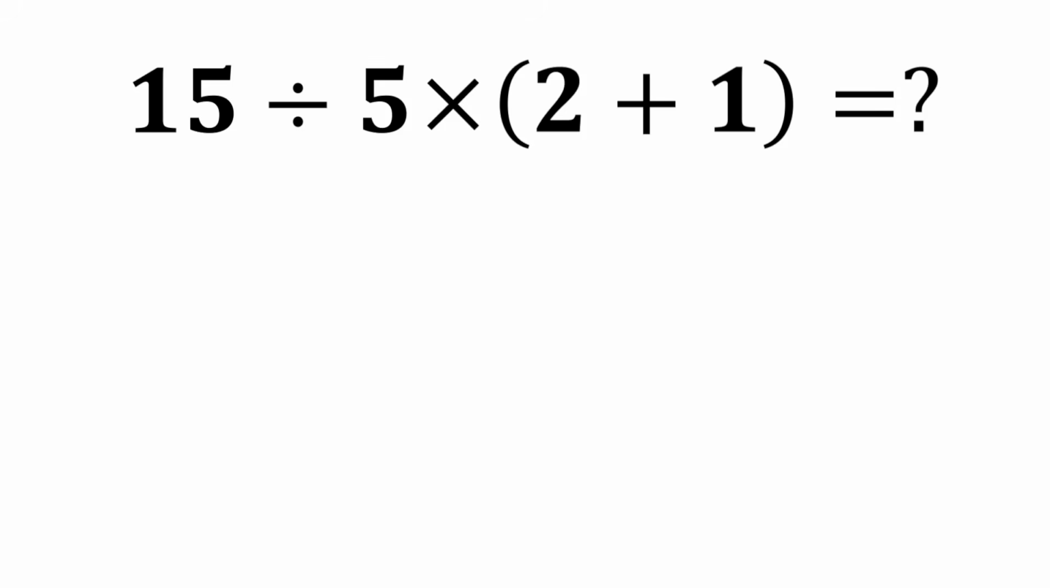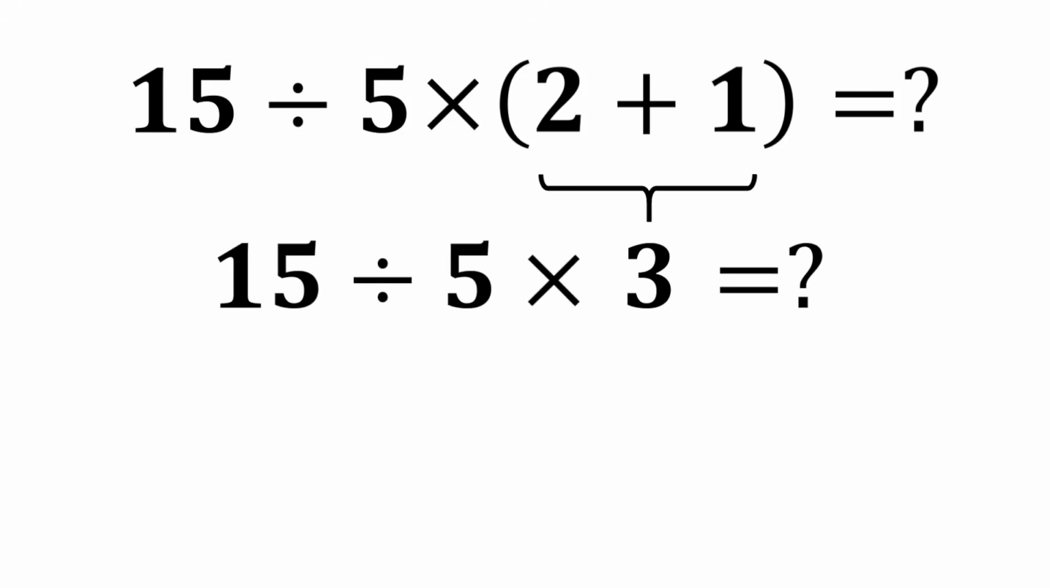According to PEMDAS, we must first solve the operation inside the parentheses. 2 plus 1 equals 3. The expression becomes 15 divided by 5 multiplied by 3. In this expression, we have both multiplication and division. According to PEMDAS, since multiplication and division have equal priority, we solve them from left to right.